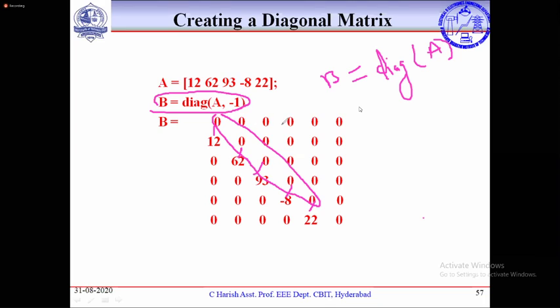If I give plus 1, what will be the answer here? If I give b equal to diag of a comma plus 1, what will be the answer here? A 4 by 4 matrix? No, no. Here, it is 5 by 5, it will shift. You are not answering. You are not going to understand my question here. This is my question. Diag of a comma plus 1.